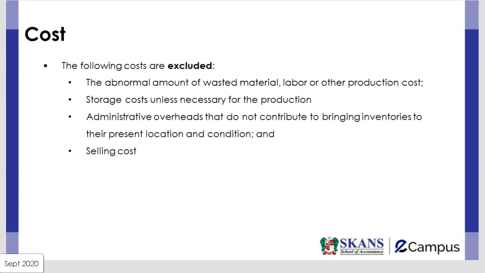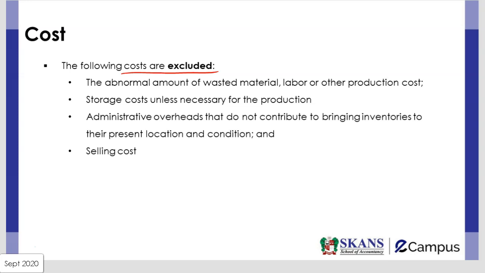Then we have certain costs which are specifically excluded from the cost of inventory. These are the items in which commonly a mistake is made thinking that these will also become a part of the cost of inventory, although they are not. Normally these also come up in our exam. The examiner gives these to confuse you. What are the costs which are specifically excluded from the cost of inventory? Number one, the abnormal amount of wasted material, labor or other production cost. So any kind of abnormal loss will not become a part of the cost of asset.